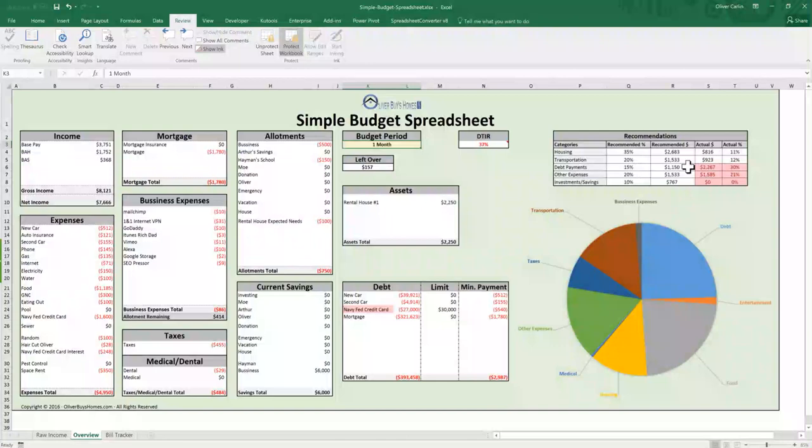Now, for my debt payment, I know I'm paying more on debt than they recommend, but that's because I'm trying to pay off my credit card, which I have blog posts on how to pay down your debt as well, so check those out. So those are your recommendations, to give you a snapshot there.